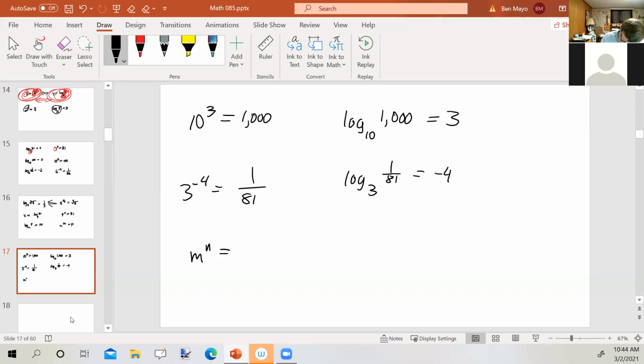M to the n power equals p. Log base m of p equals n. Any questions?